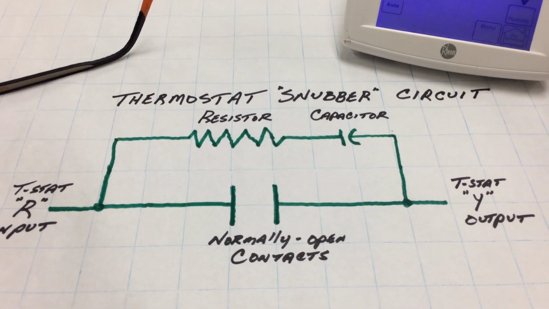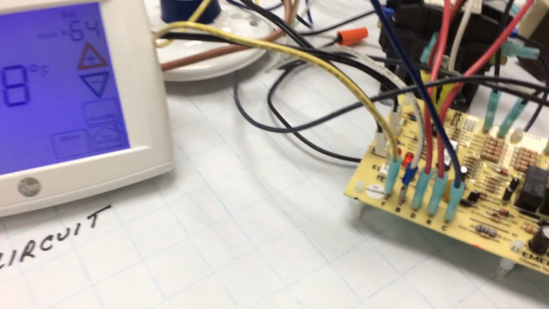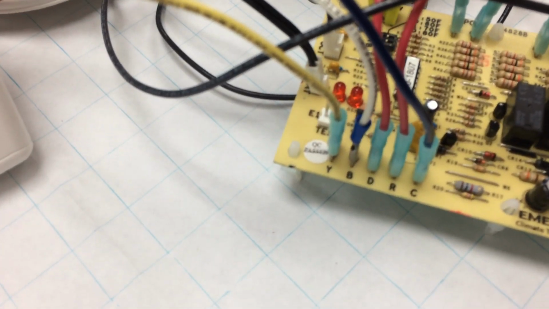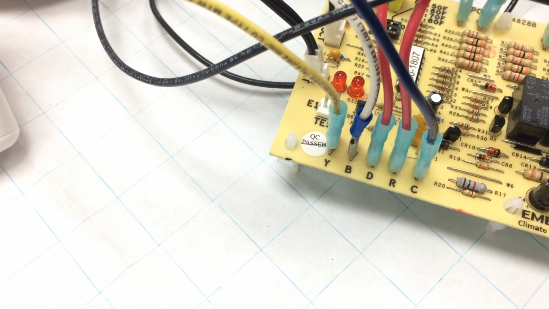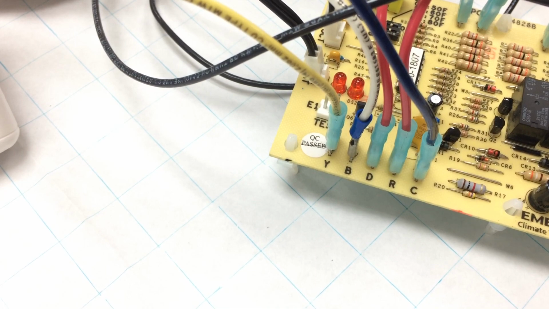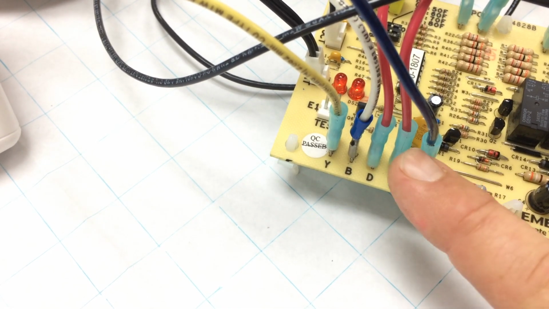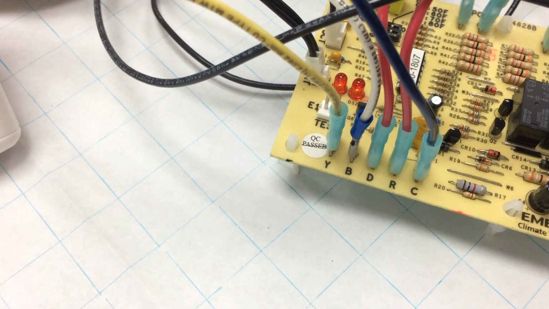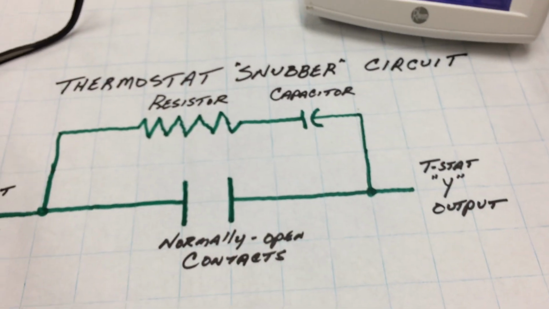So again, the moral of the story is to always leave the wires connected when we make voltage measurements, whether we're confirming reversing valve signals, compressor contactor signals, or anything along those lines. Always leave these wires attached to the device that we are testing. And that is the ghost voltage caused by a snubber circuit.